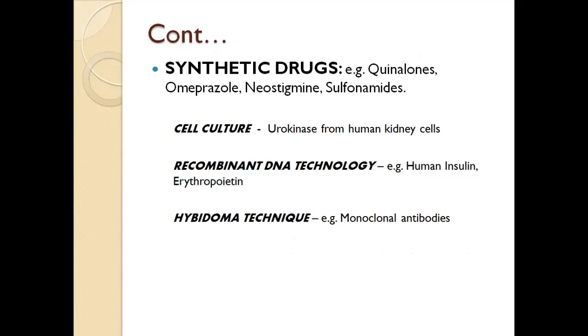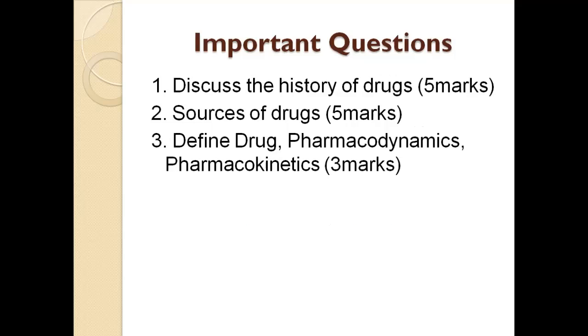So with this we come to the end of the introduction part. The important questions which can be asked from this topic are: discuss the history of drugs for 5 marks, sources of drugs for 5 marks, and important definitions like define drug, pharmacodynamics and pharmacokinetics, which will be asked for 3 marks in total.